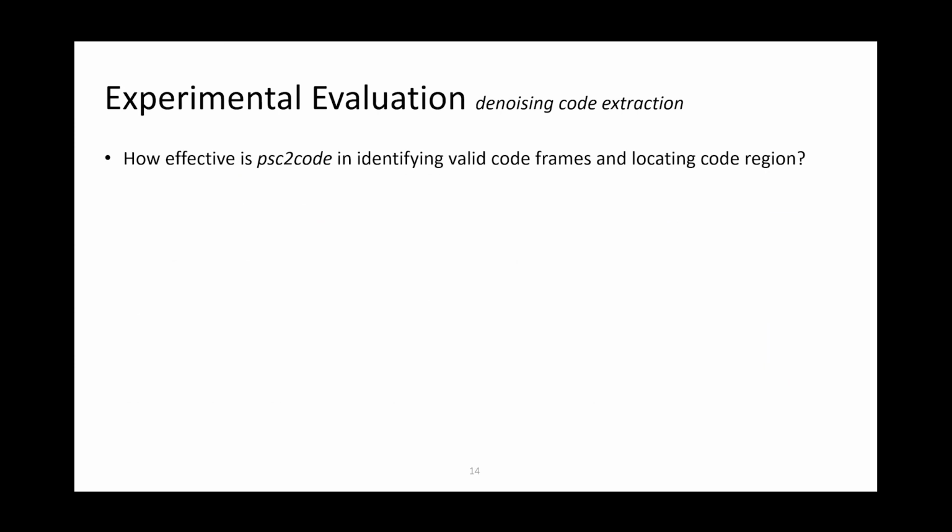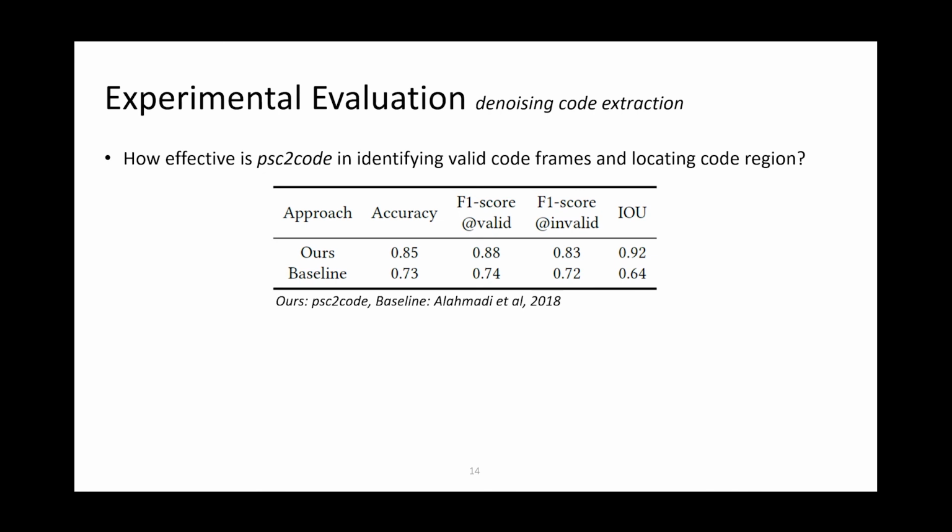So now let's ask, how effective is PSE2 code in identifying valid code frames and locating code region? This table shows the comparison results between PSE2 code and the baseline. This column is the accuracy for valid frames identification. These 2 columns are F1 scores for identifying valid and invalid frames respectively. The last column shows the IOU for the predicted code region bounding box.